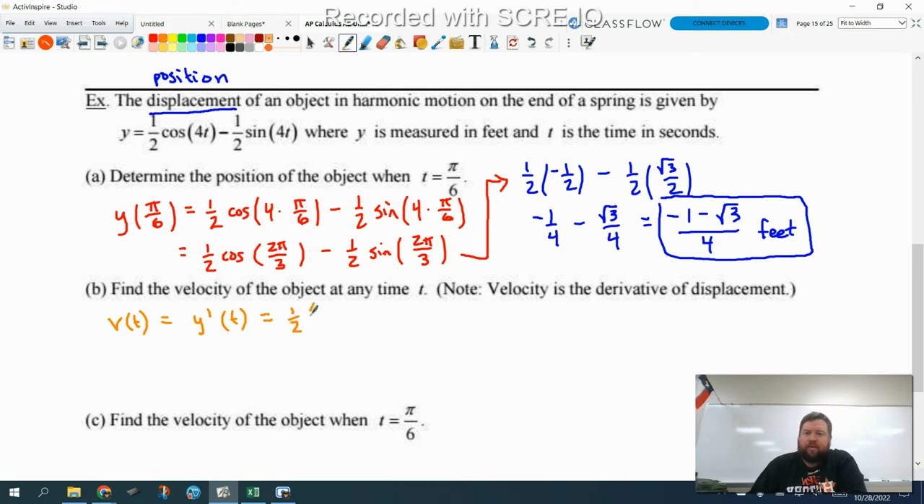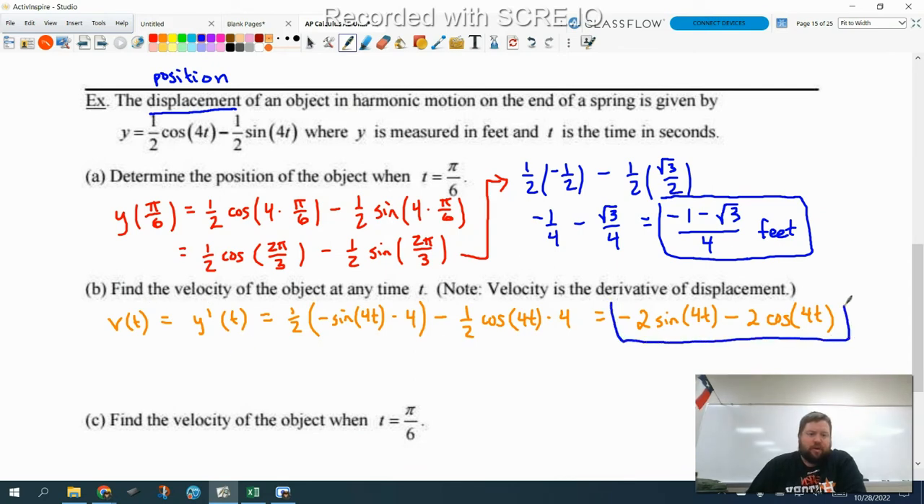We have our 1/2. Derivative of cosine is negative sine. Keep the inside the same, 4t, and then multiply by 4 for the chain rule. Second term, minus 1/2. Derivative of sine is cosine of 4t, and then multiply by 4, which is the derivative of the inside. Okay, let's simplify. 4 times negative 1 times 1/2 is negative 2 sine of 4t. And then 4 times negative 1/2 is negative 2 cosine of 4t. All right, so that is it. That's our velocity function, which is what they wanted us to find here.